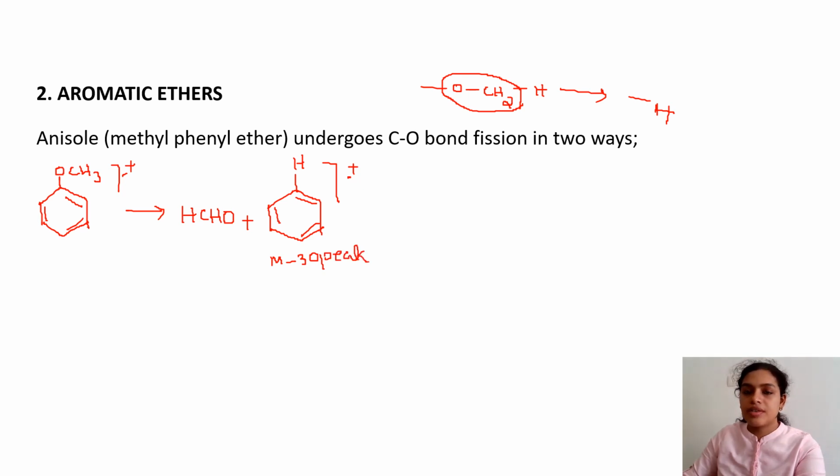This is actually the M minus 30 peak. The molecular weight of formaldehyde is 30, so this is the M minus 30 peak, and the M/Z value is 78. Now, since it's a species having a dot and plus, let's split it in such a way that H dot is lost and the remaining plus is obtained.